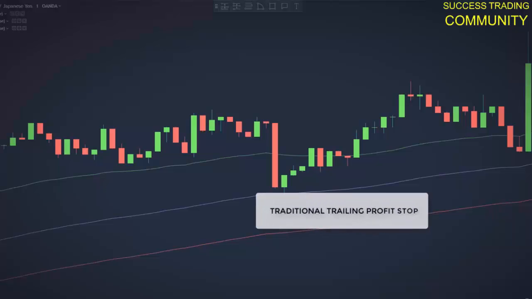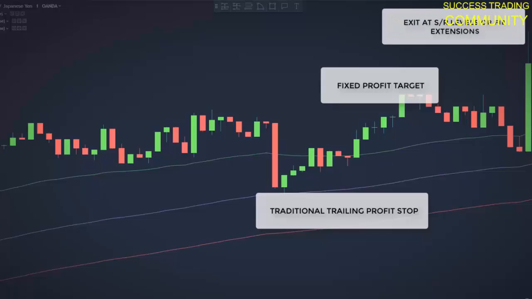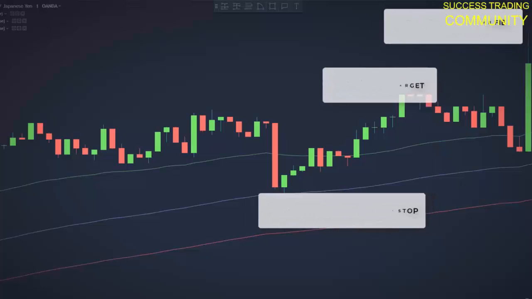A traditional trailing profit stop, a fixed profit target, or exit at the near support and resistance levels, or at the Fib extensions if you trade with Fibonacci numbers.